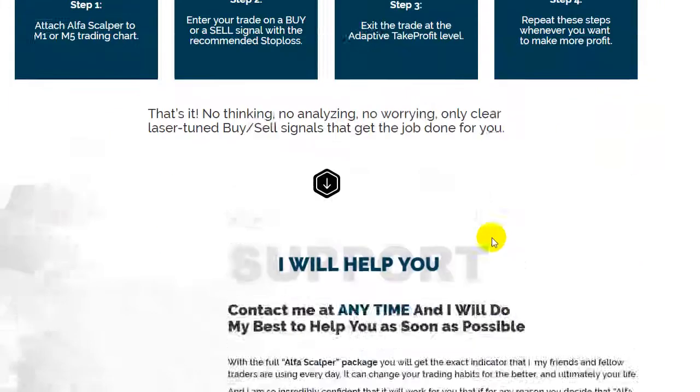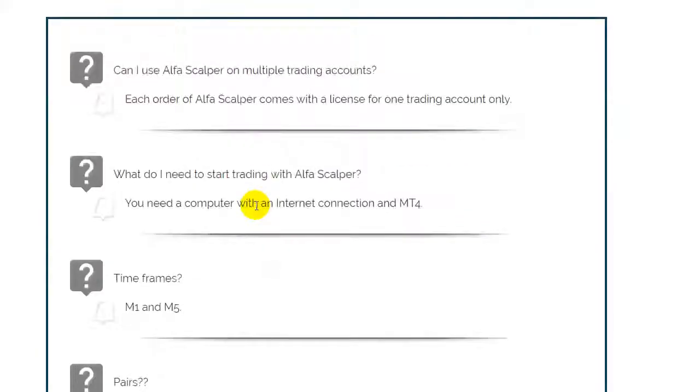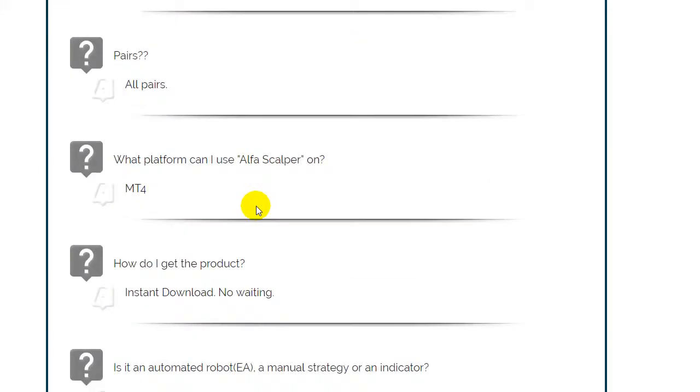Attach it to your chart. Yeah, it all makes sense. I don't know what this adaptive take profit level is. If anything, that could be an ATR. I'm a big fan of ATR in my own trading. Let's just take a look here. It's all the same stuff on all of it.